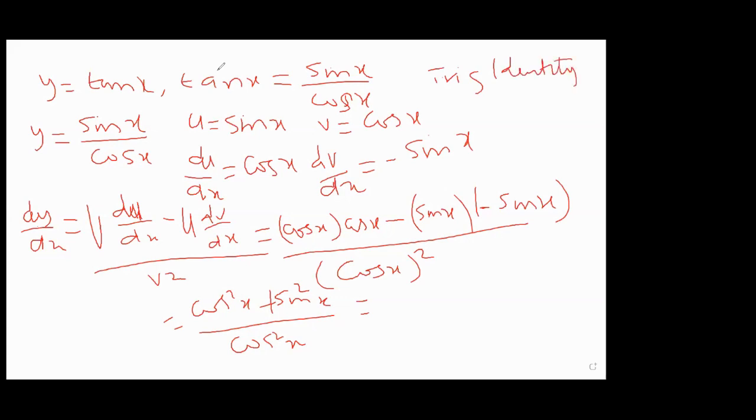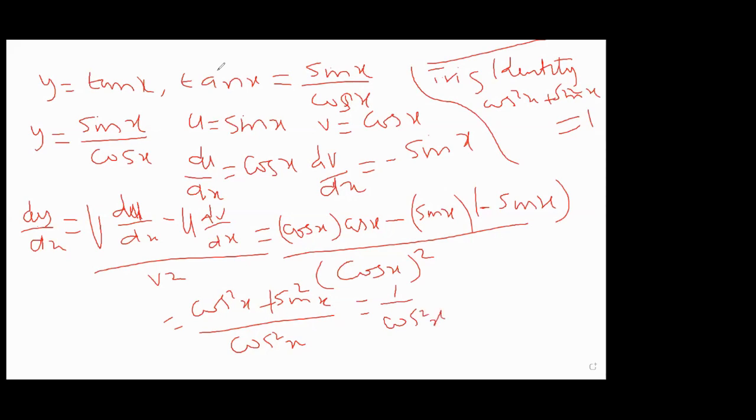It's one of the trigonometry identities: cos square x plus sin square x will give you 1. This you now have 1 all over cos square x.